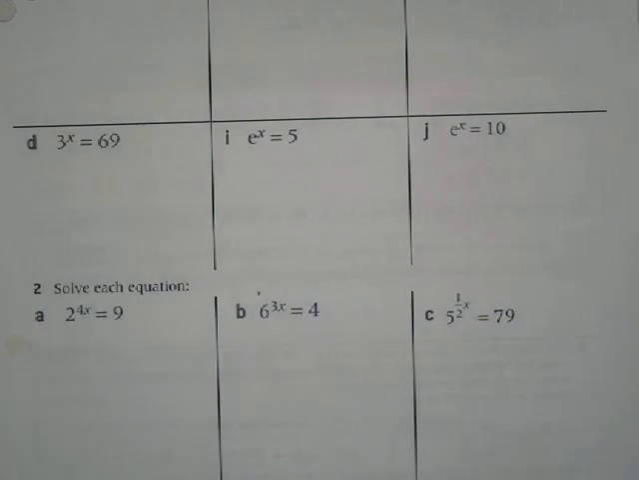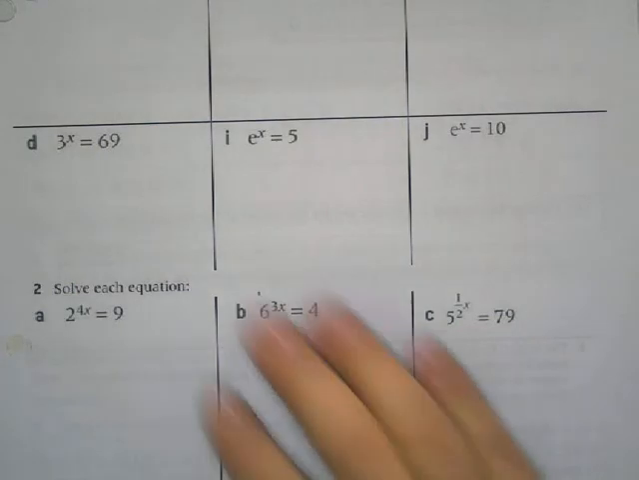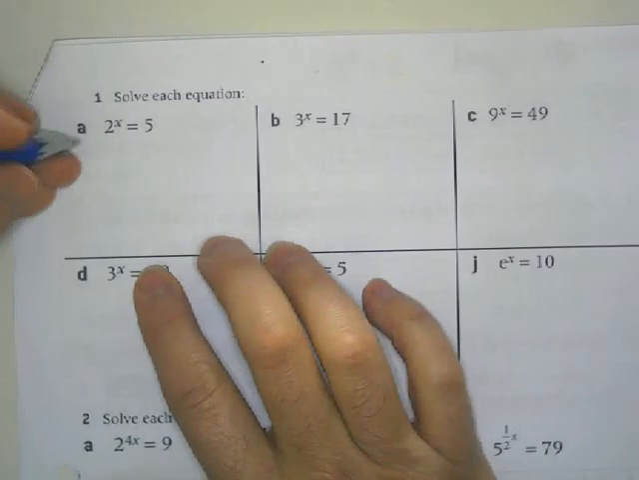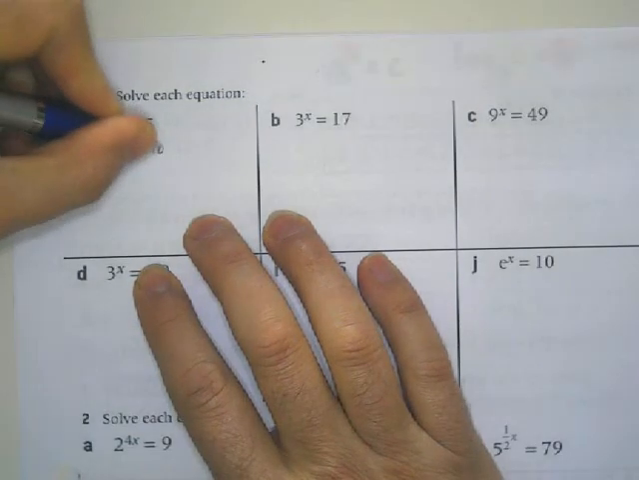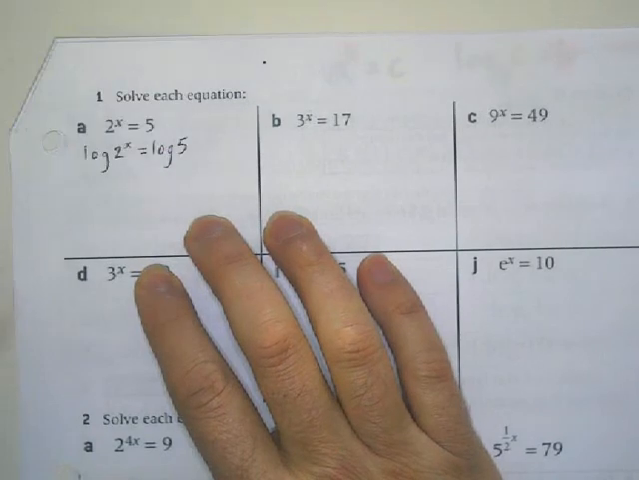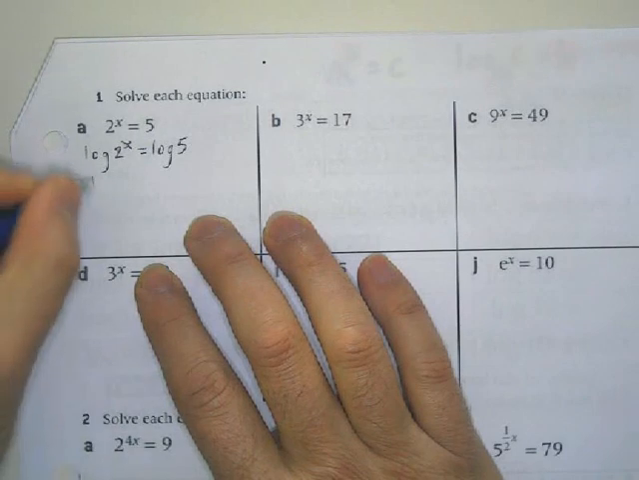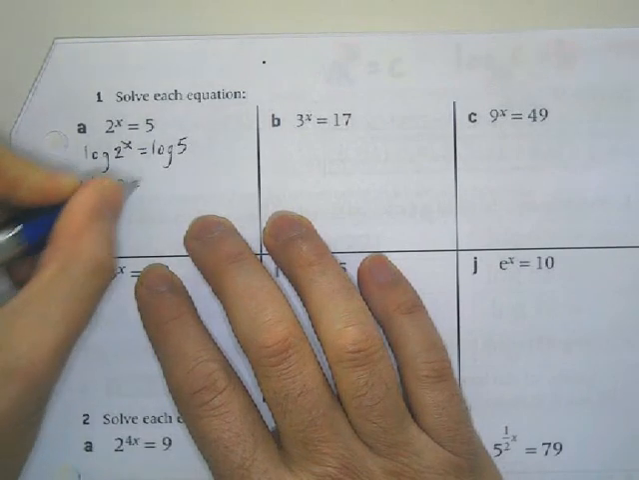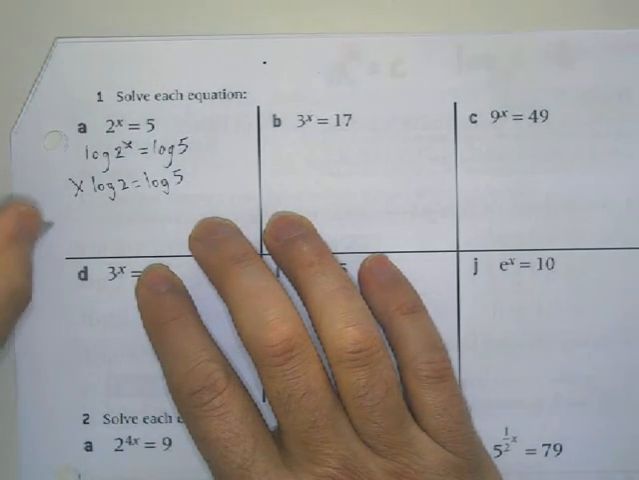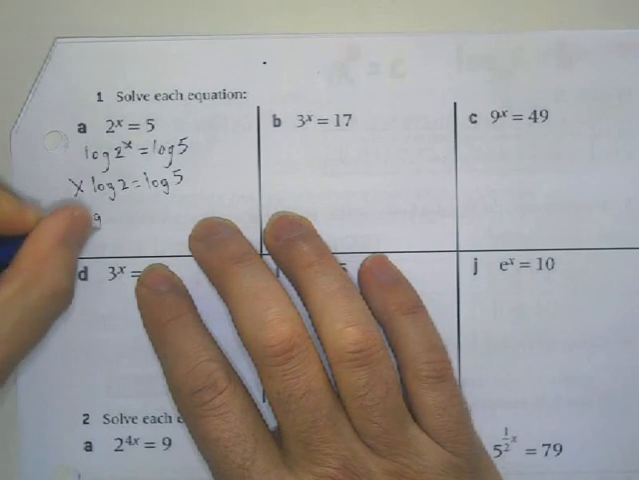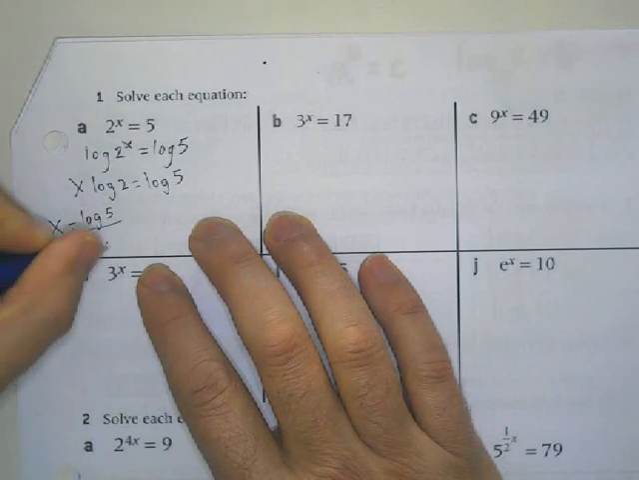So now I want you to try these on your own. I'll do a couple with you, and then I need you to try these on your own. So first one here, log on both sides. So log 2 to the x equals log 5. Okay, so now I'm going to use the power rule, and I'm going to say x log 2 equals log 5. And now I could divide both sides by log 2, and x equals log 5 divided by log 2.